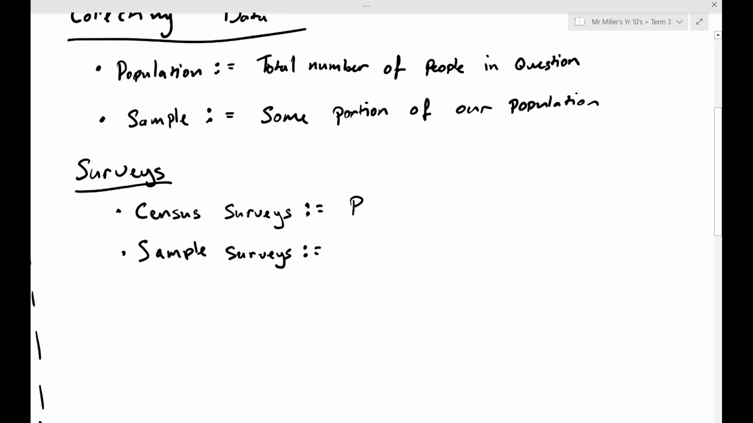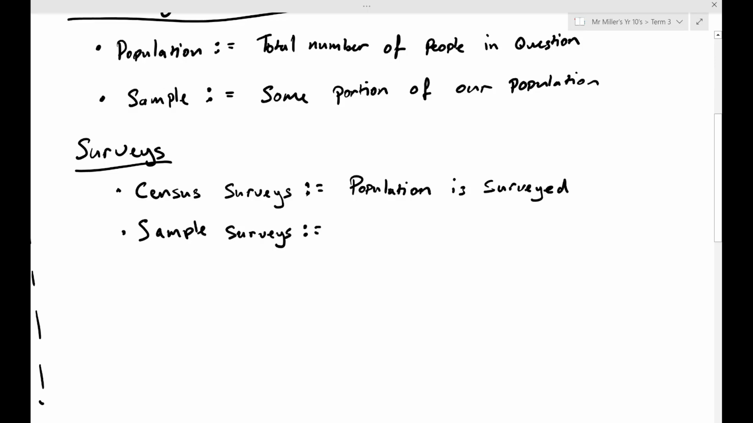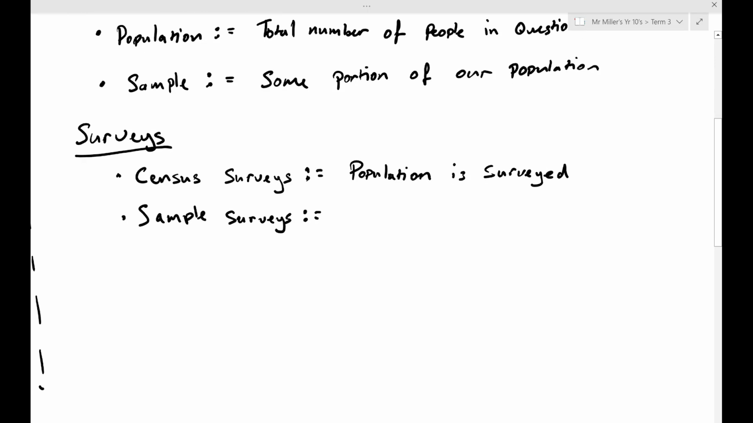Census surveys, the population is surveyed. You probably have been asked by your parents some questions regarding a census that gets sent out. The Western Australian census would be a survey sent out to the full population of Western Australia. The sample survey, of course, is just going to be where a sample is surveyed.